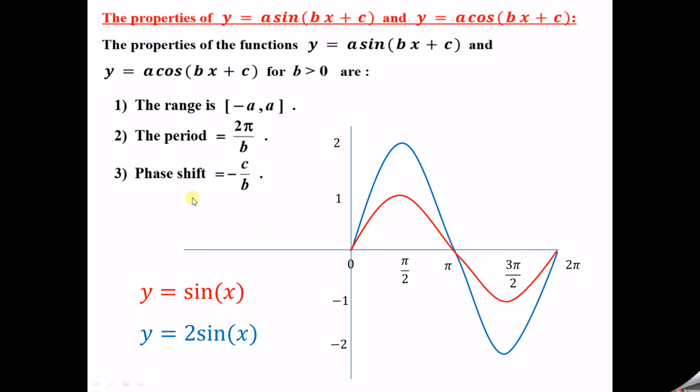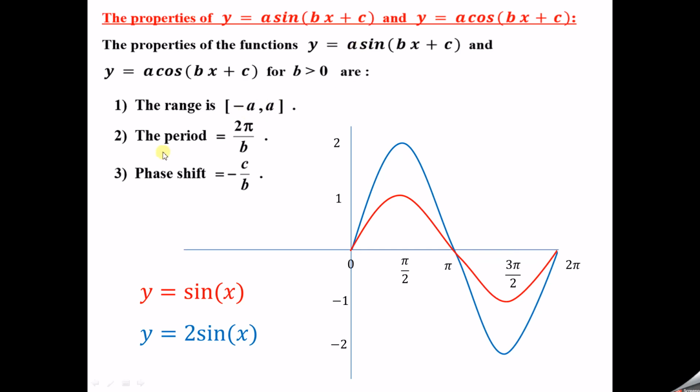Now we look at the properties of y equal to a sin bx plus c and y equal to a cosine bx plus c. The properties of these two functions are the same, where b is greater than 0, positive b. b is always positive. So for these two functions, the range is always between minus a and plus a. The maximum value of this function is a and the minimum value is minus a, that is the range.